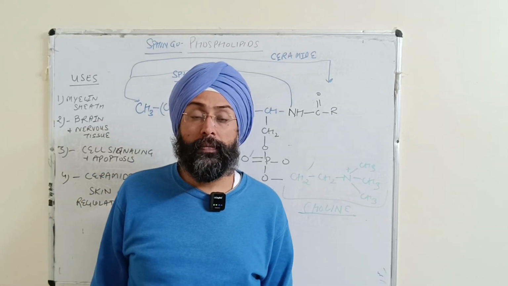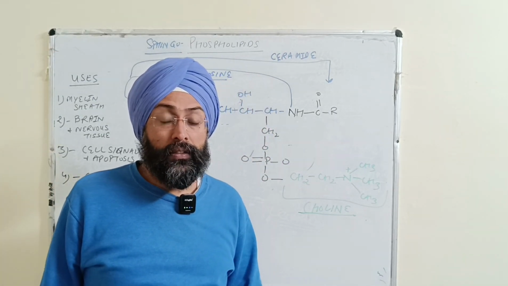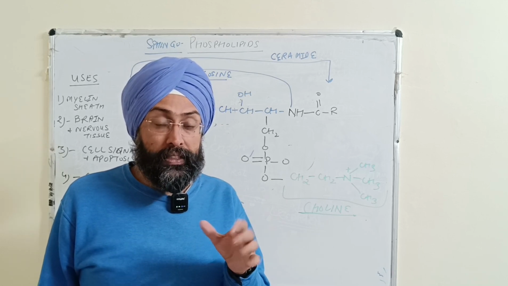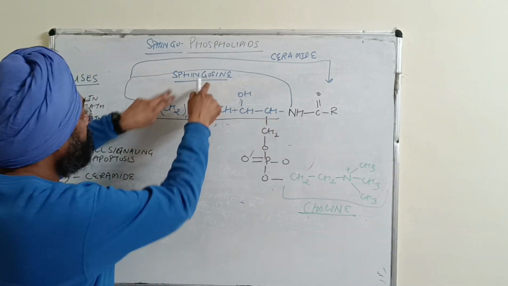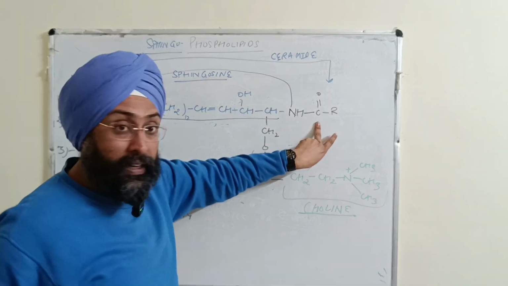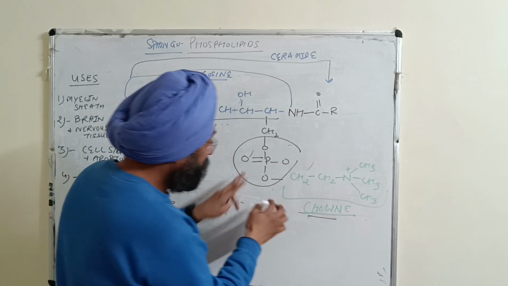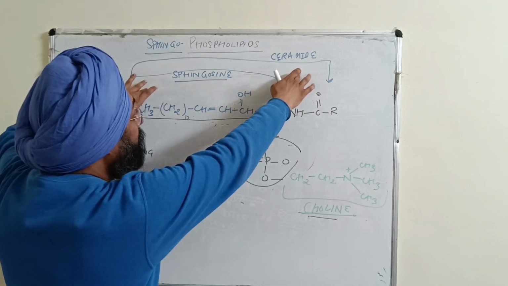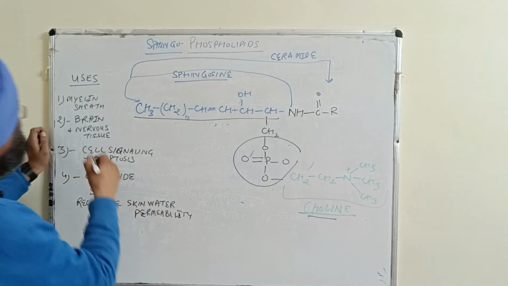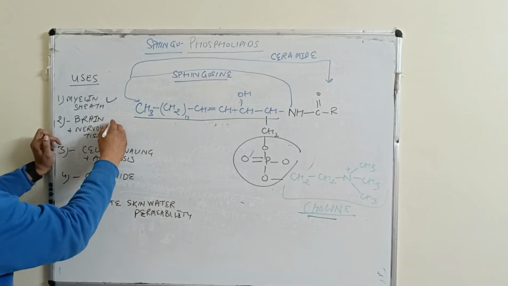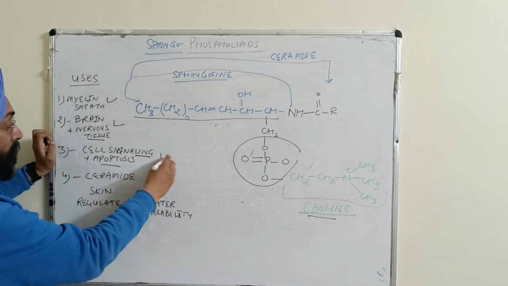Now, the second category of phospholipids is sphingophospholipids, and sphingophospholipids contain sphingosine, right? The glycerol is totally absent in sphingophospholipids, right? And so this is the basic sphingosine that I have drawn with blue. Sphingosine, and further an amide linkage is there, and when it is attached to a phosphate group and choline, that is phosphoryl choline, it will form sphingomyelin, right? And these sphingophospholipids are useful in myelin sheath and brain and nervous tissue, right? And they also play a role in cell signaling and apoptosis as well.